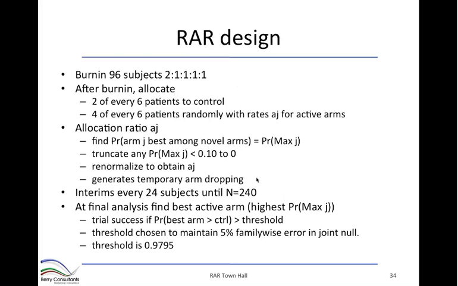My RAR design. So some key aspects. This is what I told you before, just to repeat. My allocation: 2 of every 6 patients are going to control. I'm doing it in blocks. 4 of every 6 patients are going to the active arms. And I'm driving this on the basis of the probability that each arm is the best. And I'm truncating any of those down to 0. So the discussion that you saw before with the orange rectangles, this is identical. At the final analysis, you can see I've got a threshold here, so I've just filled in what that threshold has to be, found that through simulation.